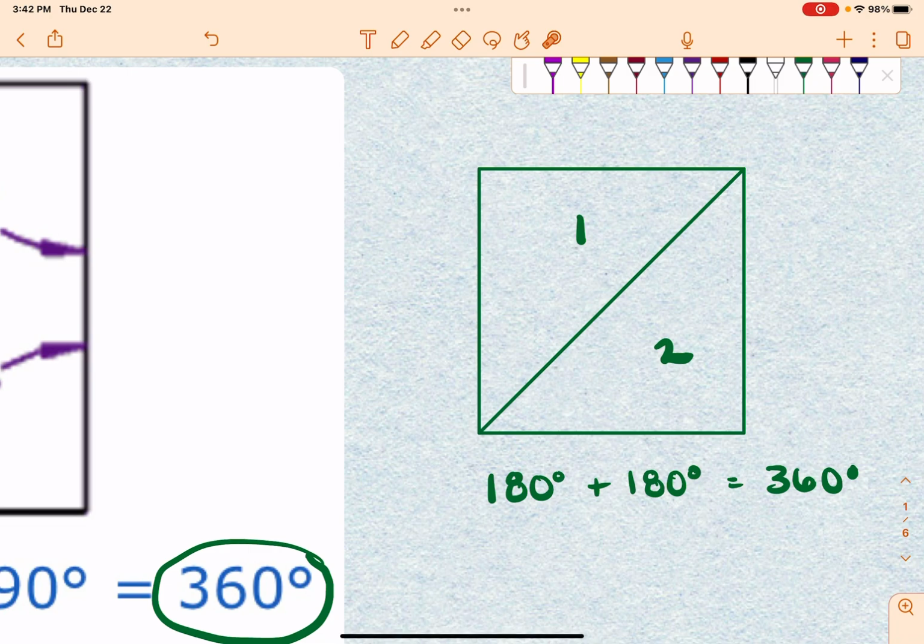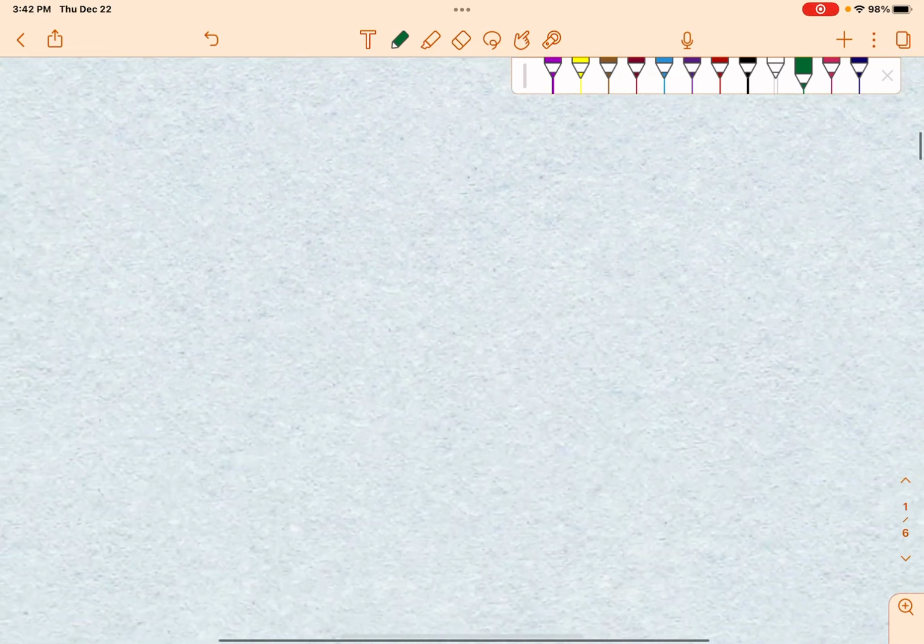So I want you to realize the pattern. It's four-sided, and there are two triangles. Okay, so four-sided, and that breaks into two triangles. So let's see what else happens.